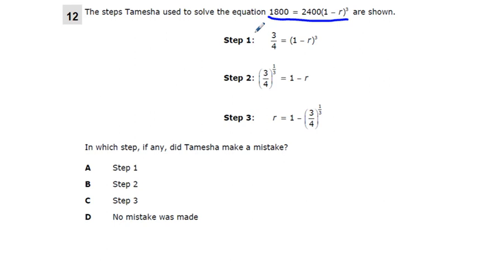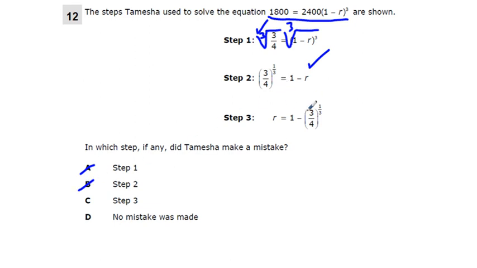So step 1 looks like we were correct, or Tamisha rather was correct. And so step 1 is not the correct answer. Step 2 is to go from 3/4 equals 21 minus r cubed. What we're going to do is get rid of this cube by taking the cube root of both sides. Cube root is to the 1/3 power. So cube root and cube cancel each other on the right side, and then on the left we have 3/4 to the 1/3 power. That is also correct. So step 2 is a correct step.